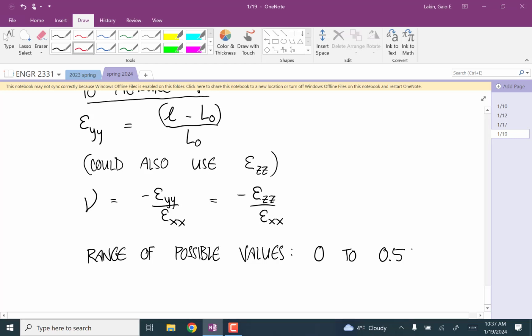To get this value, this would be if volume is always going to be conserved. So if you measured the Poisson's ratio of, like, a rubber membrane filled with water, and water is essentially incompressible, and you did this test, you would get 0.5 for it because it can't be compressed. Okay.